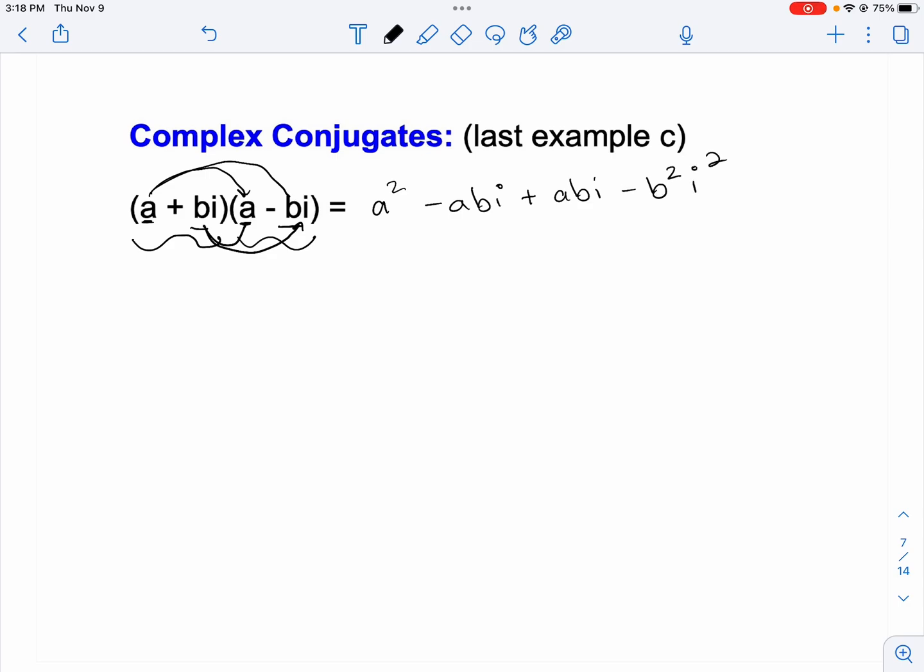Let's look at simplifying this. When you add these, it becomes 0. We learned from the last slide that i squared is -1. So negative b squared times -1. And we have a squared. Negative b squared times -1 would be positive b squared. So we have a squared plus b squared.